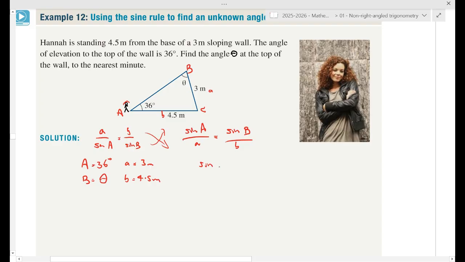So sine of 36 over 3 equals sine of theta over 4.5. We want sine theta to be on its own, so we multiply both sides by 4.5. Times sine 36 over 3 equals sine theta. And that's good. That's a really good start, except if we work that out on a calculator now, we would get sine theta equals. So we're getting that. I actually just want theta. So I need to get rid of the sine. How do we do that?